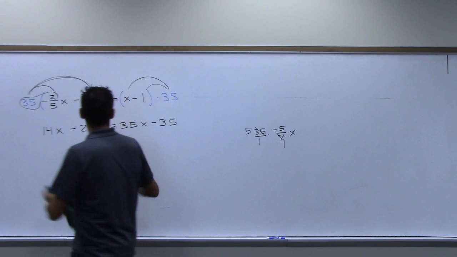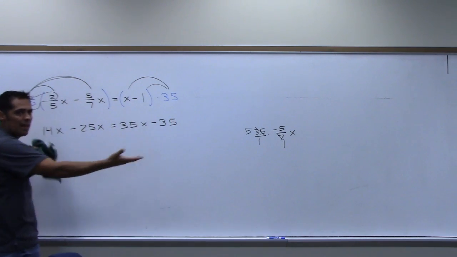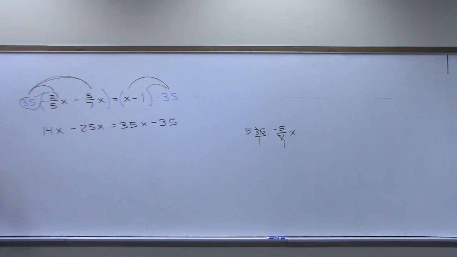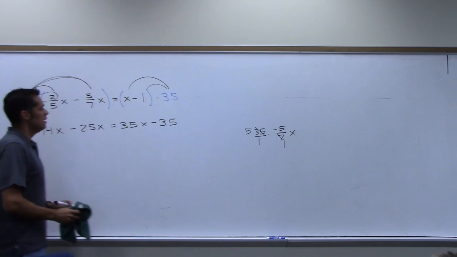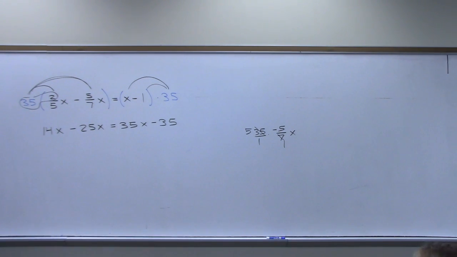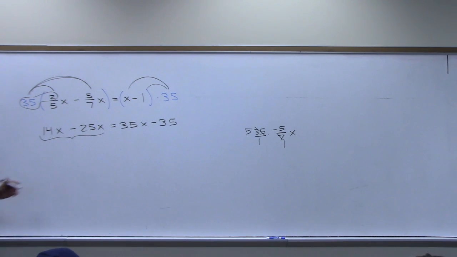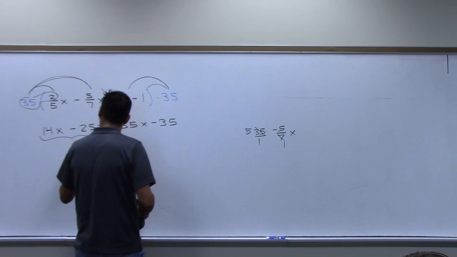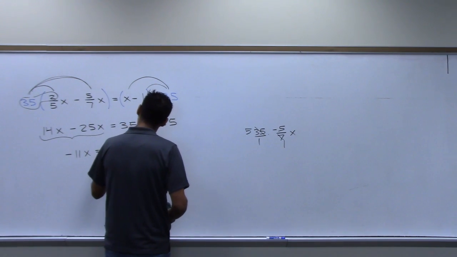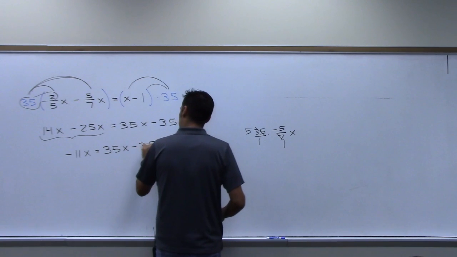And remember, all we did was multiply both sides by 35, which you're allowed to do, right? You can multiply both sides of the equation by anything except 0. So this was a legal move, and it miraculously gets rid of my fractions. And I'm more comfortable working with it this way. So let me try and combine these together. What are these two? Negative 11x equals 35x minus 35.